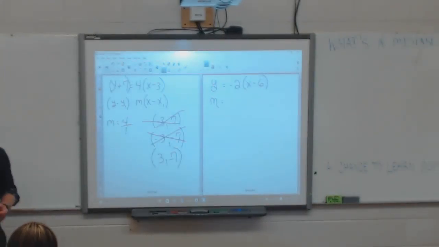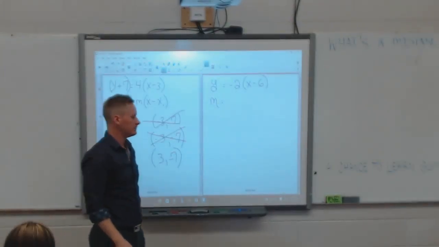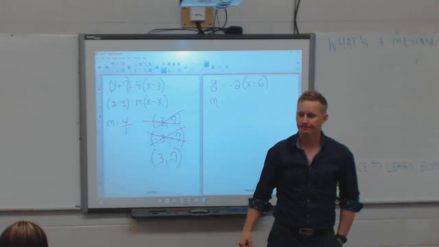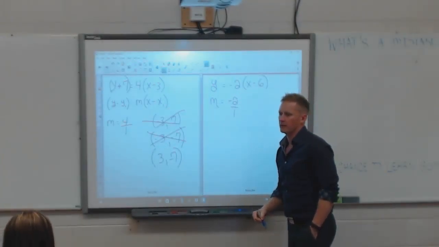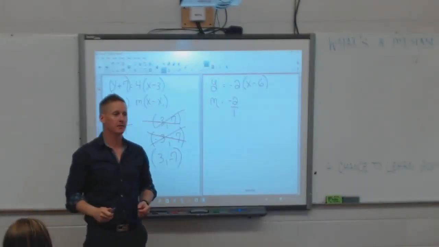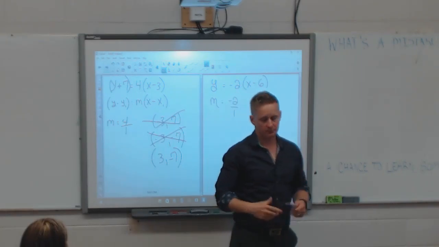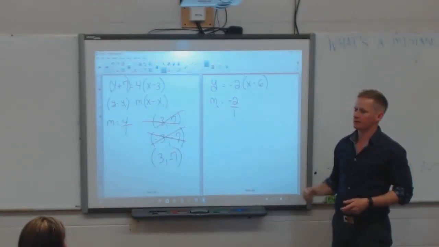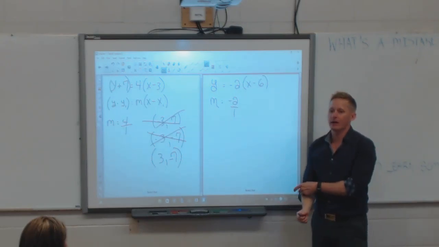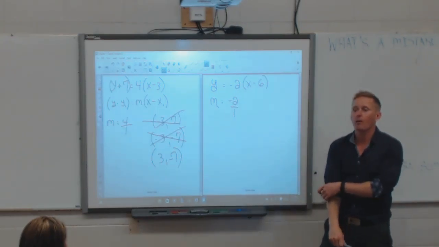Let's take the easy one. What's the slope? -2. Right? -2 over 1. It's always good to put the 1 in there because slope is a map, it's rise over run. So it helps when I ask you specifically for slope. I like to see that. If I was asking for the m value, -2 would work. But for slope, I want to see that you know that it's rise over run.